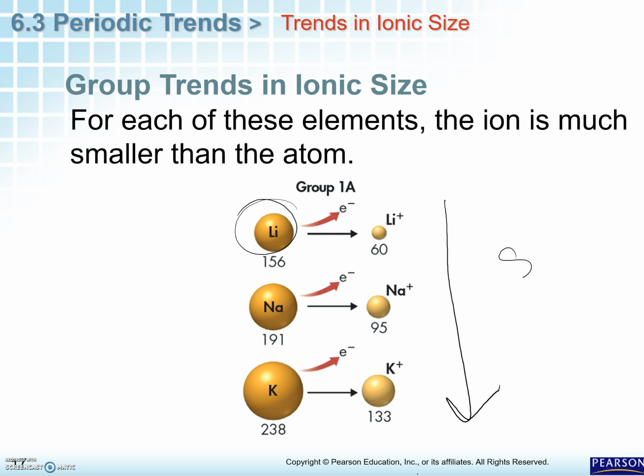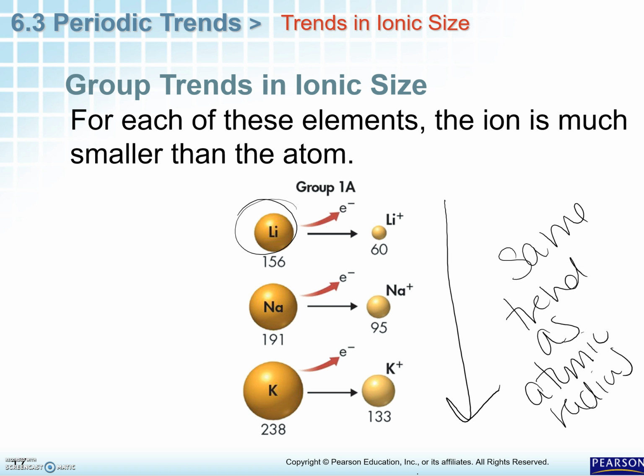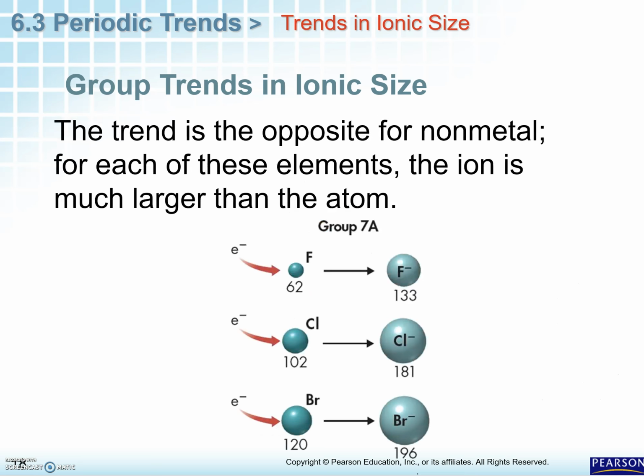So it follows the same trend as our atomic radius. So that same trend again. Now let's take a look at the other side, whenever you're gaining electrons. Unlike the other one, your neutral atom is much smaller on the left. And after it has gained an electron, you can see that from the negative, you're going to start to get larger.